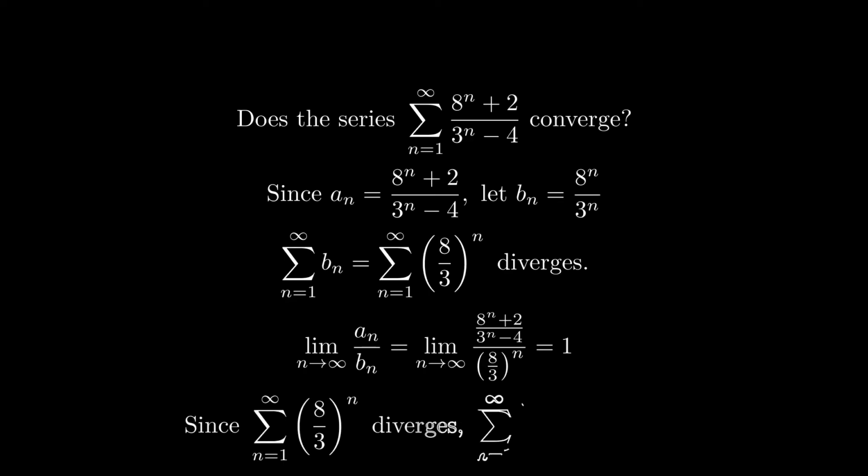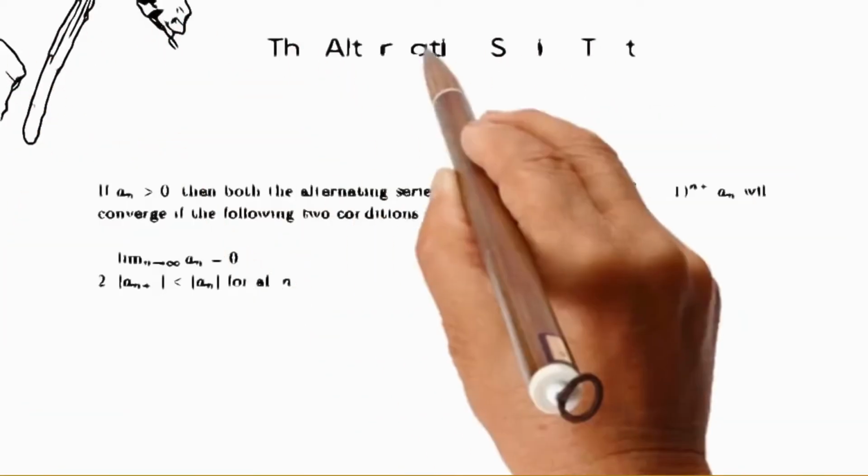And since the series for B of n diverges, that means the series for A of n, which is a to the power of n plus 2, divided by 3 to the power of n minus 4, must also diverge by the limit comparison test. Now let's learn about the alternating series tests.